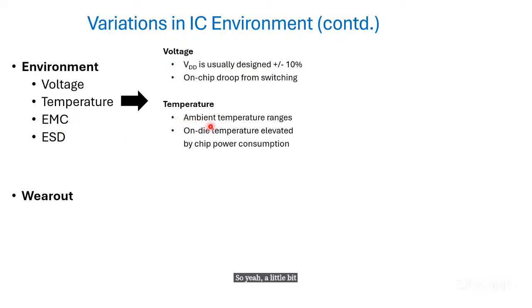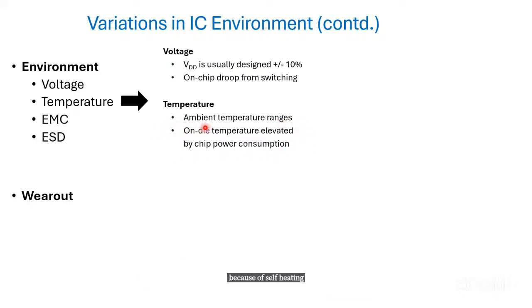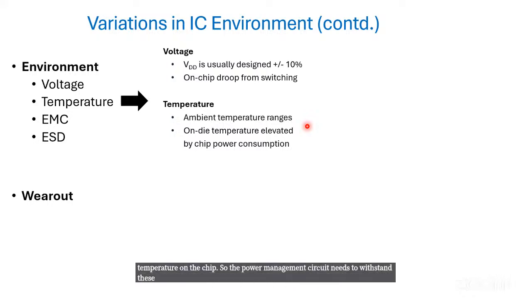So we have, of course, the ambient temperature range, but then you also have an on-die temperature because of self-heating of the chip. When you have a lot of current that your chip is burning during high-speed data transmission, especially power amplifiers, they really consume lots and lots of power. You have all these class A, class D amplifiers, which have to throw a lot of power, and this will generate a very high temperature on the chip. So the power management circuit needs to withstand these high temperatures as well.